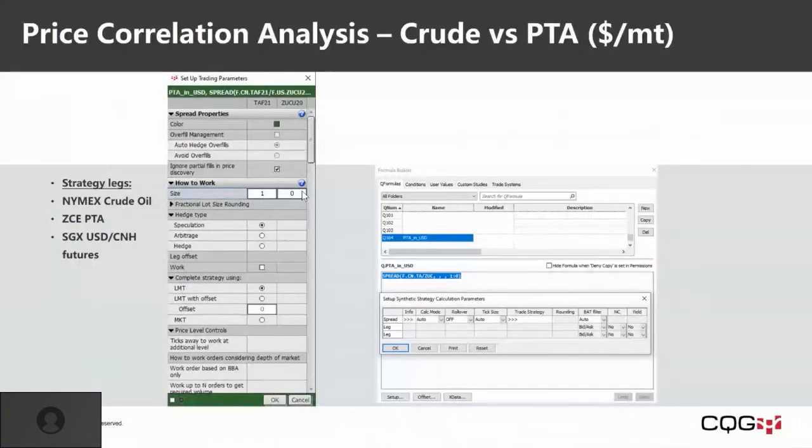So here we have a 1 to 0. So one lot for PTA and 0 for the FX. We can check the hedge type. So that'll give you, obviously, the ability to change whether you want to send orders as speculation, arbitrage, or hedge. That will depend on your type of trading. Obviously, this is all dependent on the firm that will be trading that.